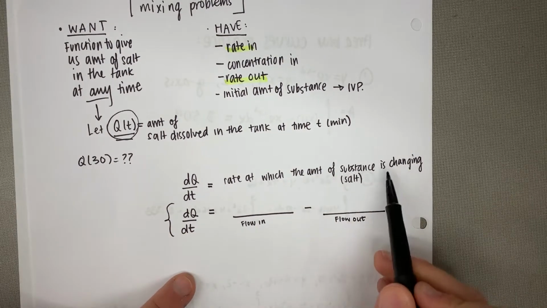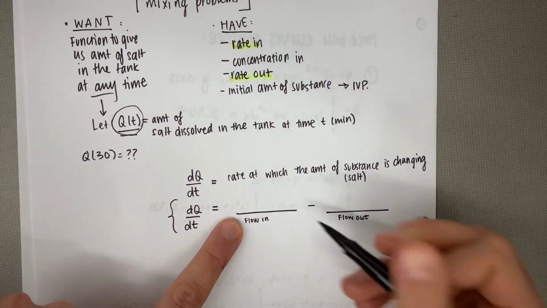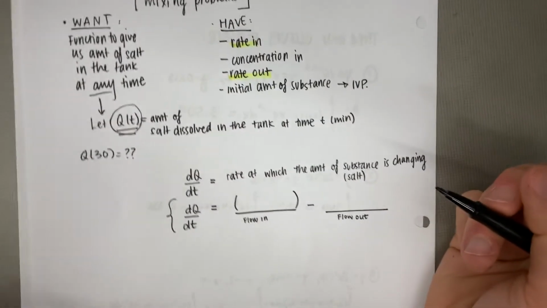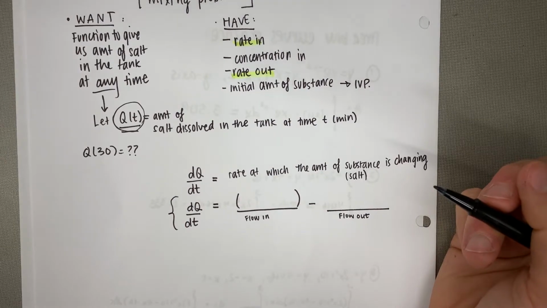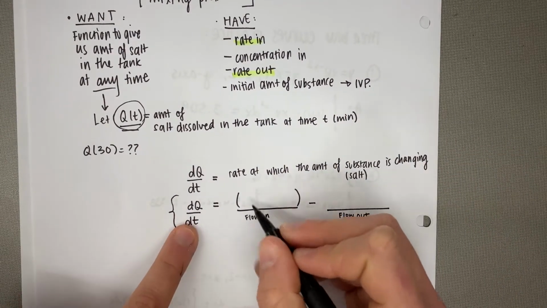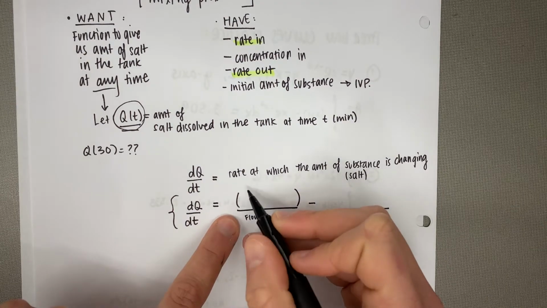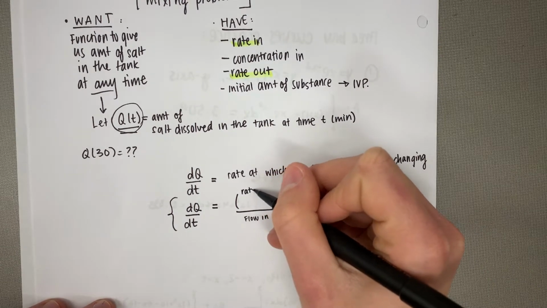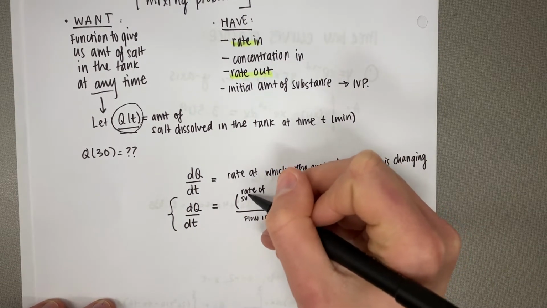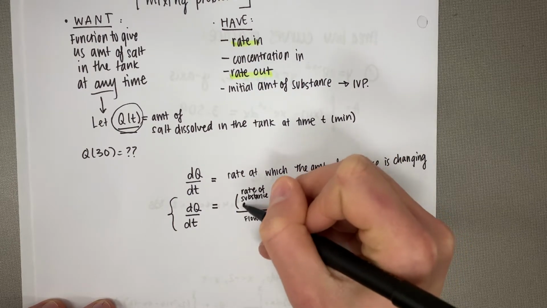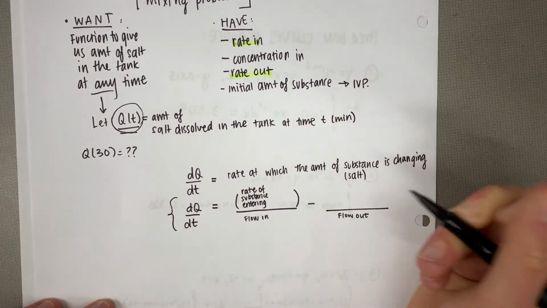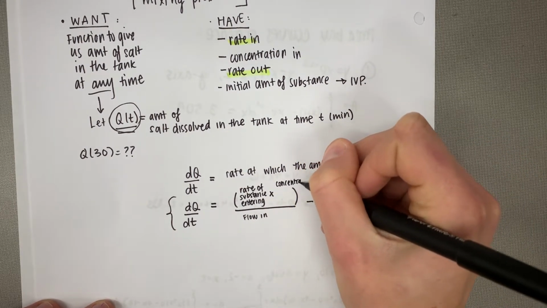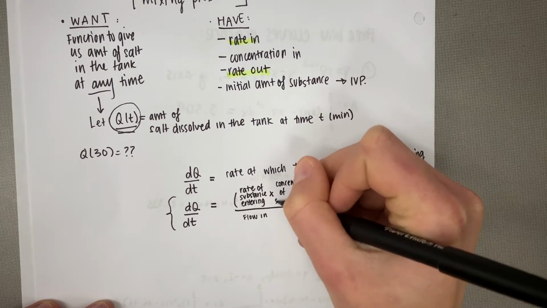So the rate at which the amount of substance is changing. First, flow in. If we have water with salt flowing in, then the rate at which the amount of substance is changing is going to first depend upon the rate of substance entering times the concentration of substance.